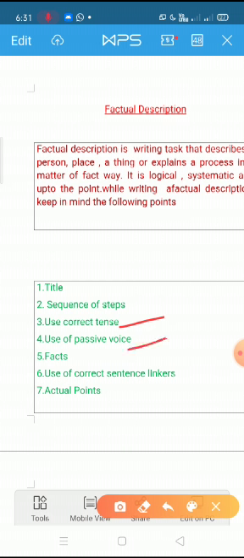Use passive voice to make it impressive. Facts: you can write other facts also about the person, place or thing which are associated with it. You will use correct sentence linkers, how to connect these sentences, how to proceed, like first, then second, then third, this way. And you have to write actual points only.